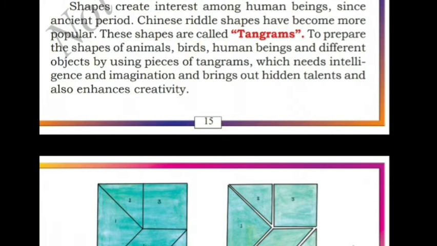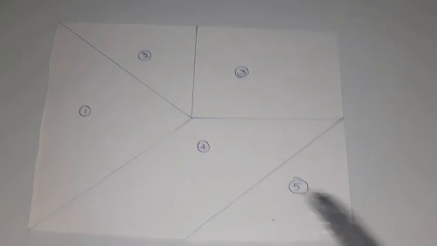Tangram means it is a riddle. In ancient days, the Chinese people used different types of shapes to prepare animals, birds or any other objects. So these pieces or shapes are said to be the tangrams.